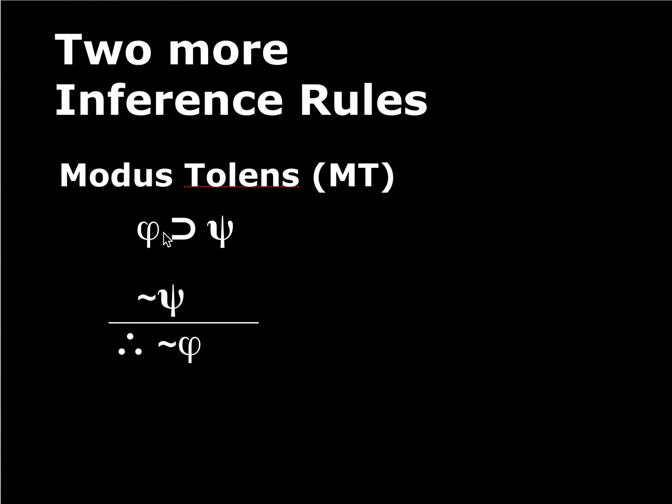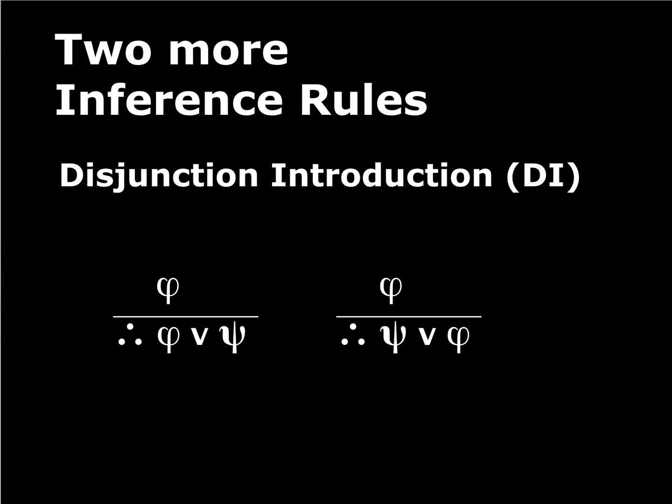Modus tollens works with a conditional, but you need something different in addition to the conditional. You need the negation of the consequent. And if you have those two things, you can derive the negation of the antecedent. Okay? The next rule is Disjunction Introduction, and we'll call that DI for short.